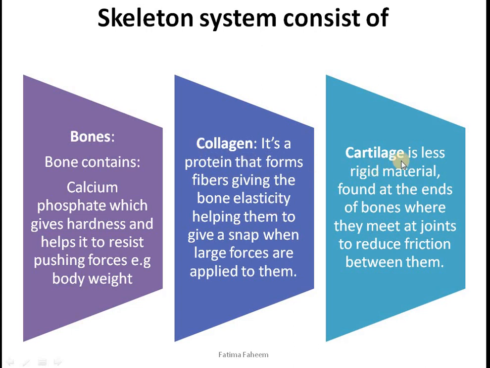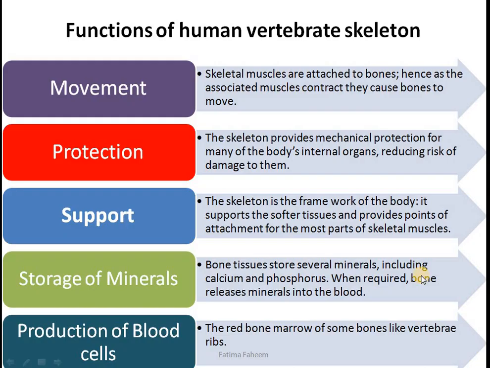Then we have cartilage, which is less rigid material, found at the ends of bones where they meet at joints to reduce friction between them. So whenever the bones are being joined together, they would have a less rigid material between them, that is the cartilage, which is responsible to prevent friction whenever the joints move.